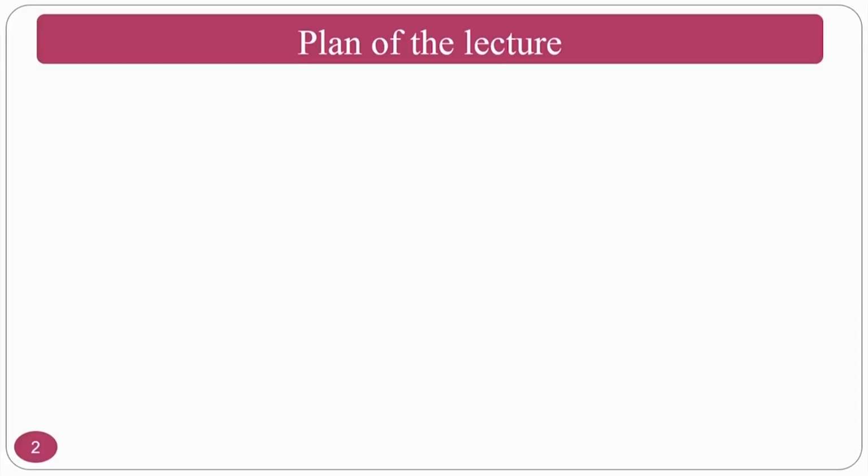So in this particular class what we are going to see is magnetic abrasive finishing and some of its allied processes such as magnetic float polishing, magnetic abrasive deburring and other things. So the plan of the lecture goes like this.